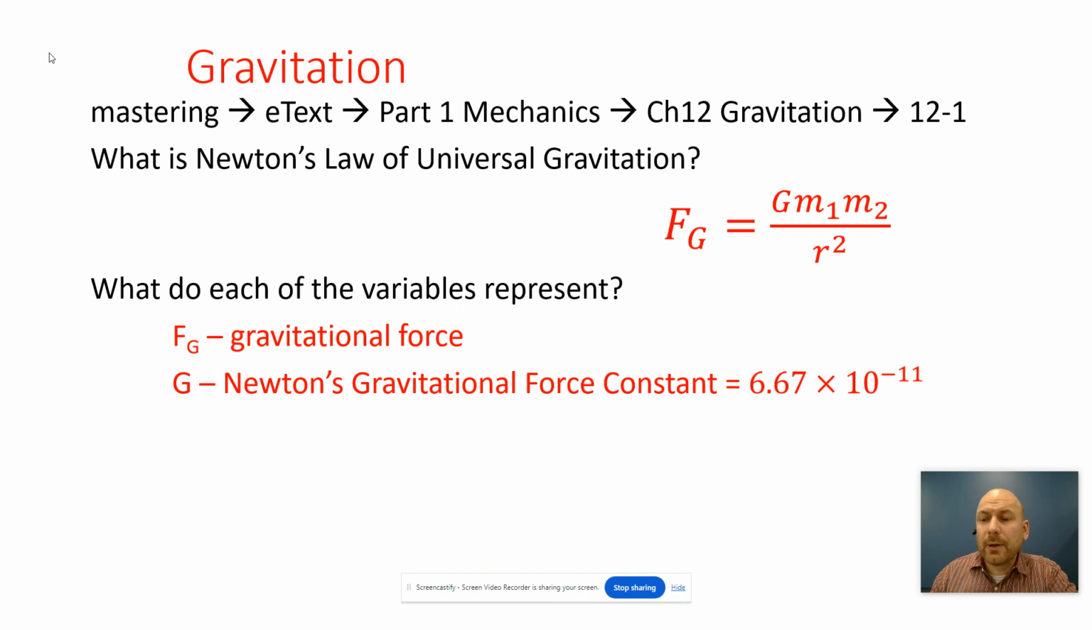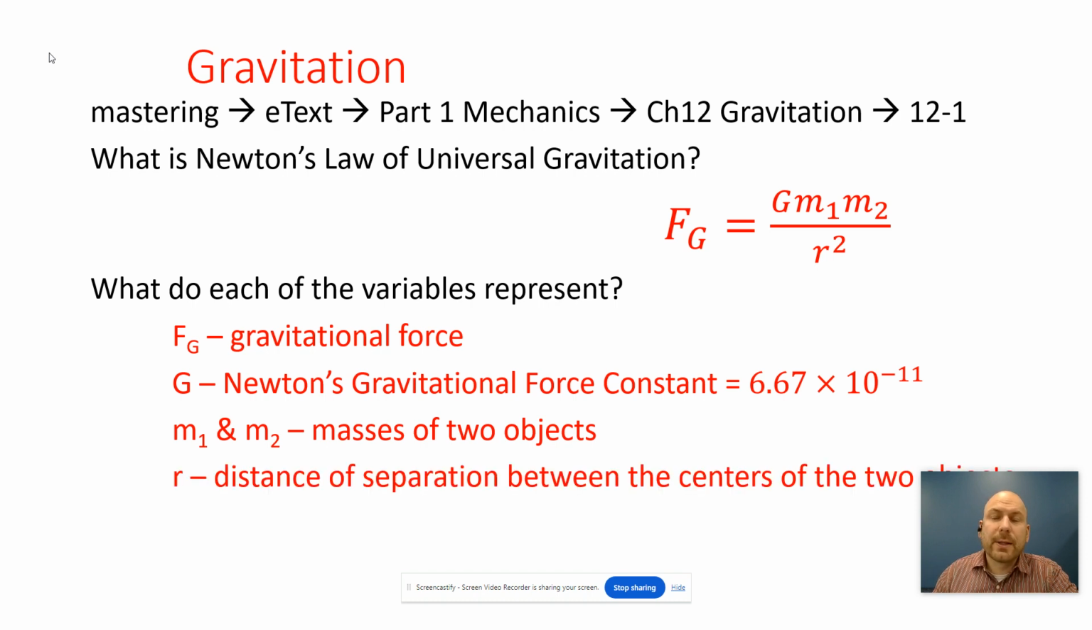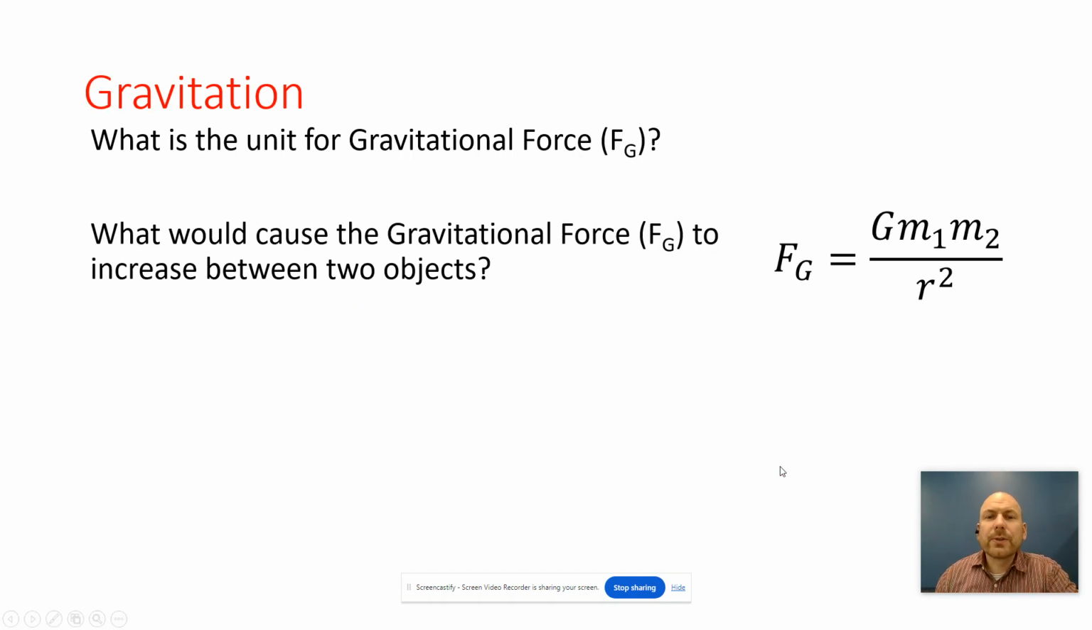You don't even have to memorize that. I'll give this to you. This is always 6.67 times 10 to the negative 11th. That is a constant, it does not change. m1 and m2 are masses of two objects, and r is the distance of separation between the two centers of those objects. So what is the unit for gravitational force? Well, it's a force, and so it's in newtons.